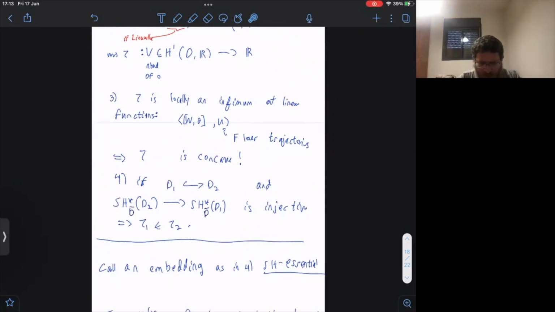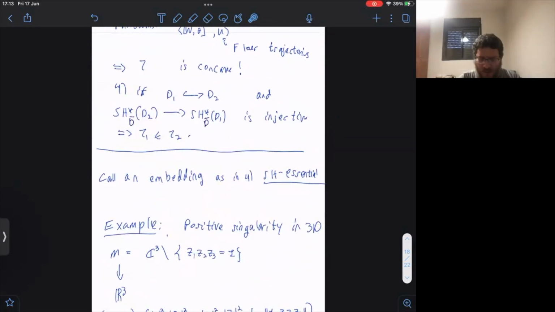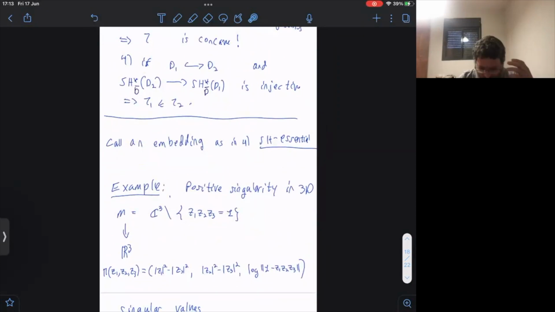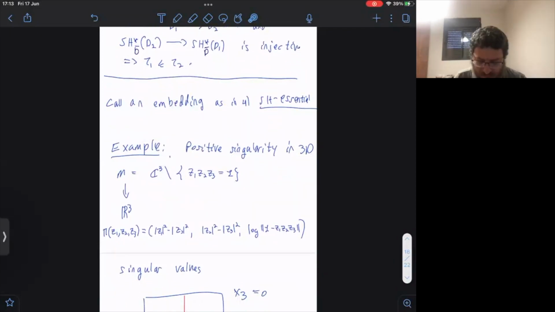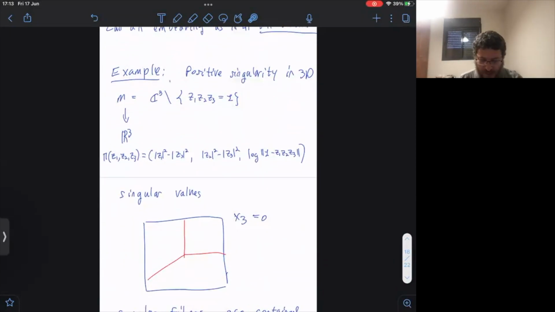Okay, so I just want to very quickly give a small application of this. I just want to show how we combine these tools to study a singularity. So let's call an embedding which has this injectivity property an SH essential embedding. And now let's consider the case of something called the positive singularity. So we take as our M, we take C3 minus some cone like this, which is a copy of C star squared.